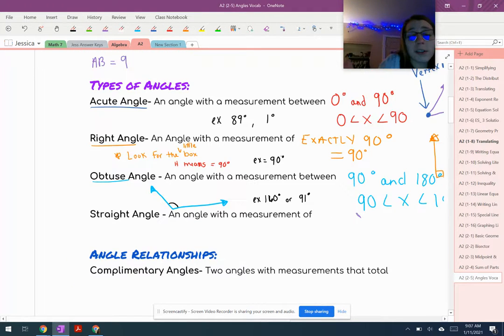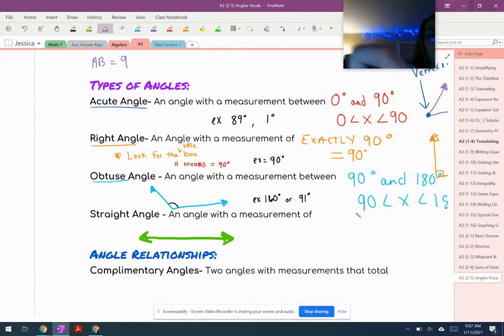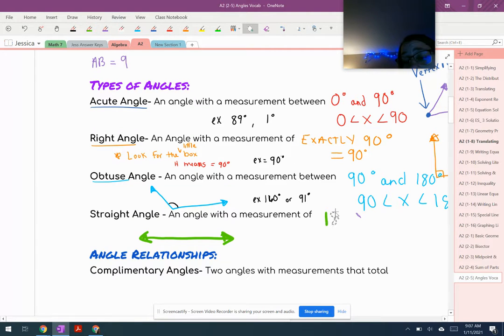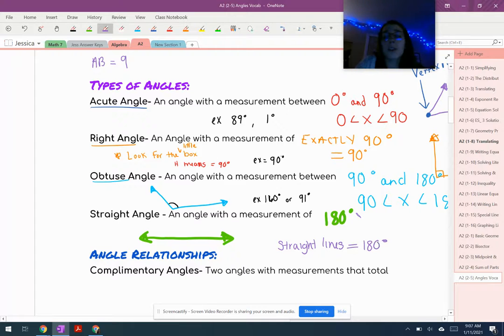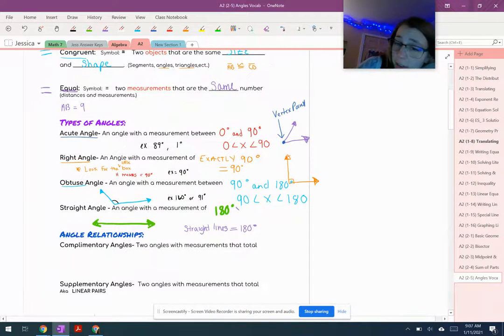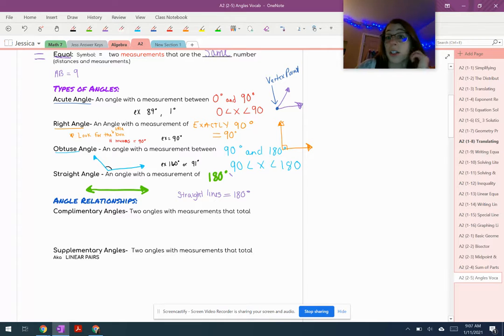And the last type of angle we're going to talk about in this section here is what's called a straight angle. And that is what it sounds like. Straight, flat, it looks like a line. And that exactly has a measurement of 180 degrees. Straight lines have measurements of 180 degrees. Straight lines equal 180 degrees. Okay, so those are all things you're going to have to keep in mind. And then we're going to move on to angle relationships in the next one.